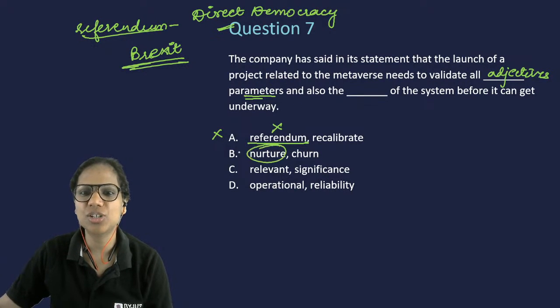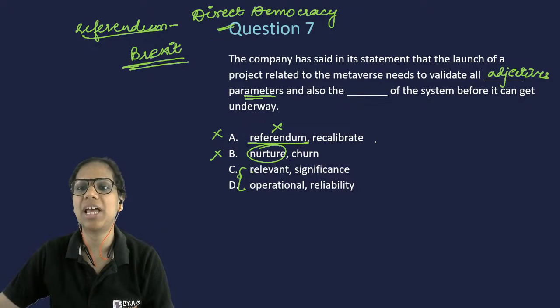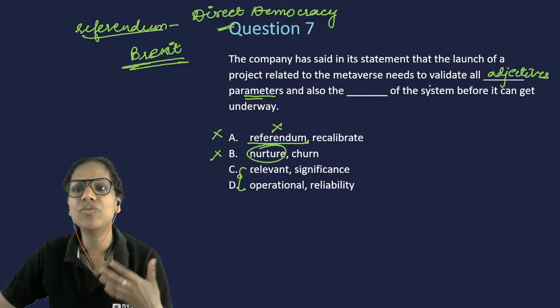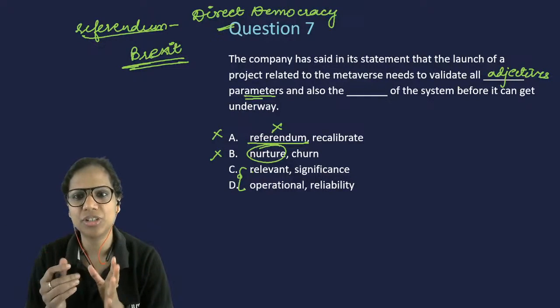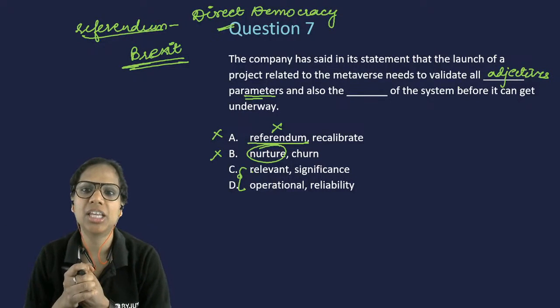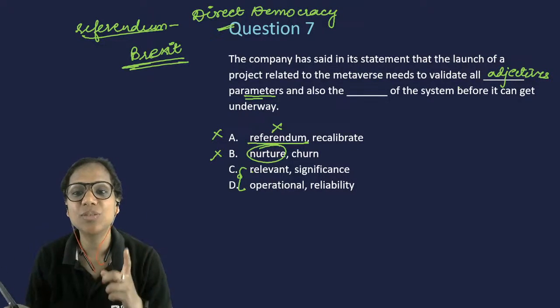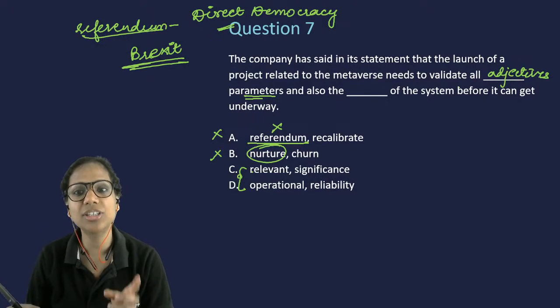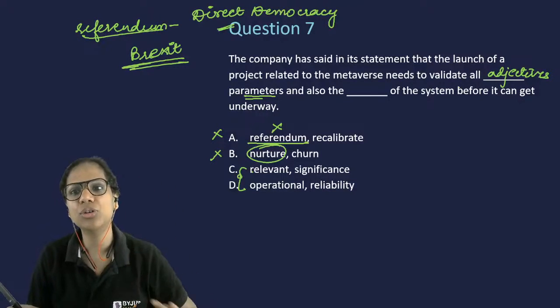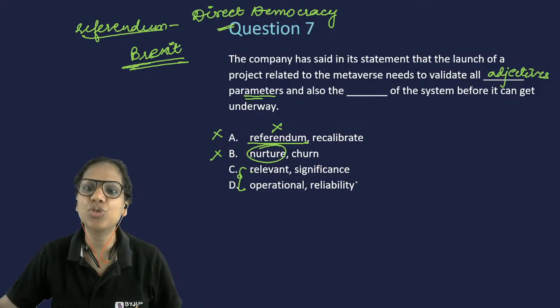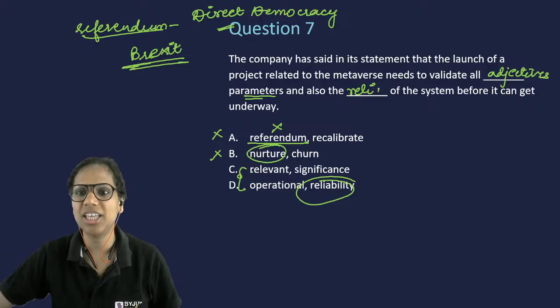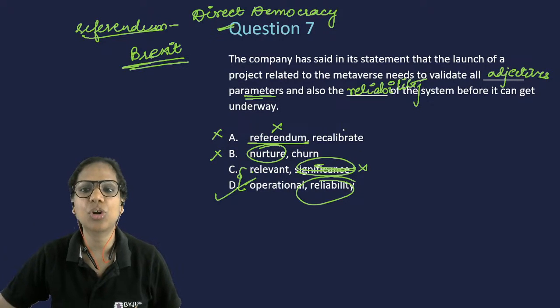Similarly, nurture parameters does not make sense at all. Relevant, yes, that makes sense. Operational also makes sense. What about the second blank? So basically, we are saying we need to validate. We need to first see that all the parameters are doing fine, and that the system is reliable before we can launch the project. We want to check whether the system is reliable or not. Then only we can launch the project. So D is better in the second blank. Significance does not make much sense.